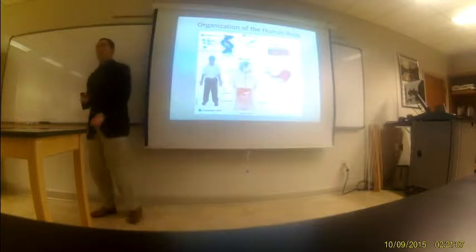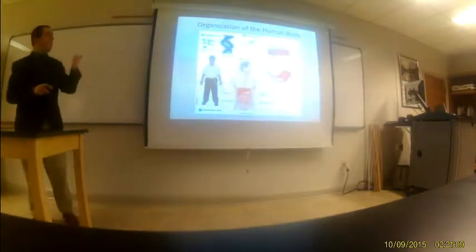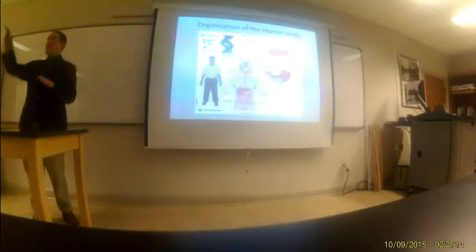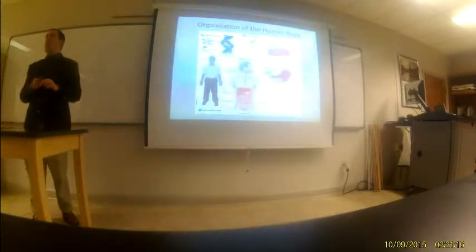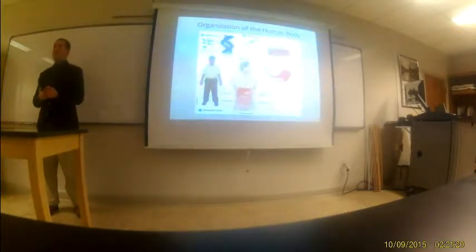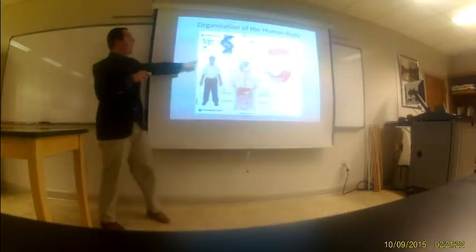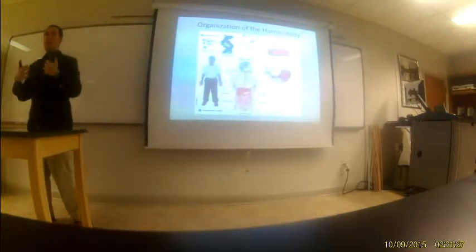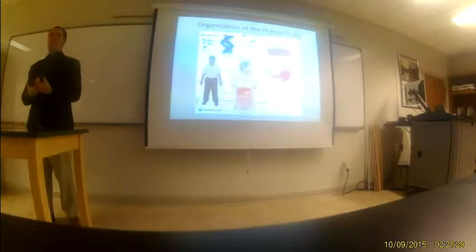And so the body is made up of six different levels of organization. We're going to start at the chemical level, so atoms. We have a periodic table in the back. We're not going to use it all that much, probably to your happiness, but we do have to have a lecture on chemistry because we are made up of atoms and molecules.